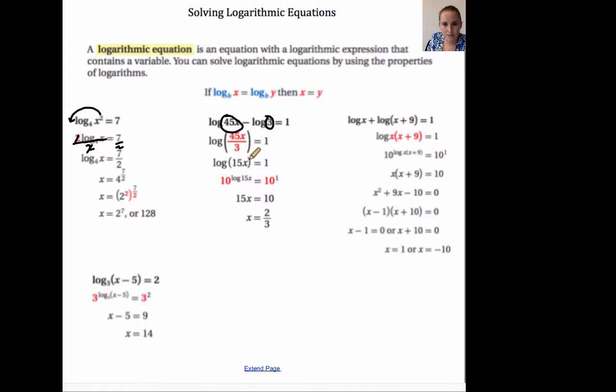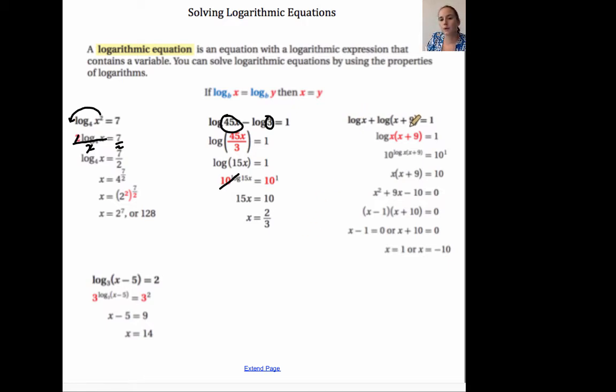So this information that's right here, log of 15x, goes up in the exponent, and I have a 10 as the base, so that will cancel out that. And I'll have 15x equals, well, 10 to the first power is just 10. Notice everything that was here becomes exponents when you use a base of 10. So the 1 is now in the exponent. And then, of course, we divide by 15, and simplify, and you get 2/3 there.